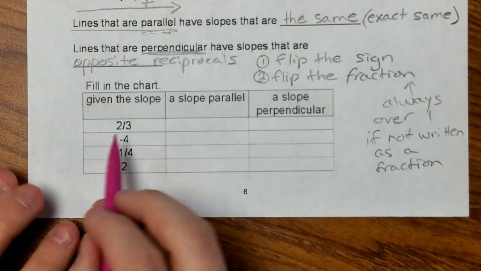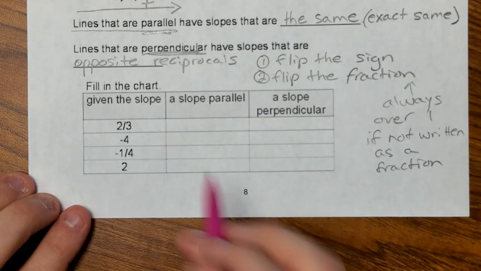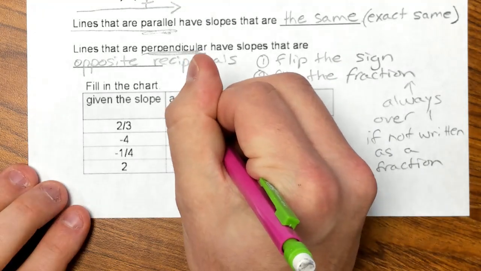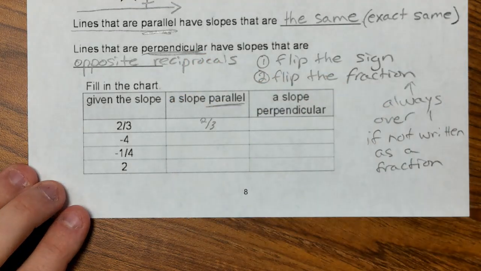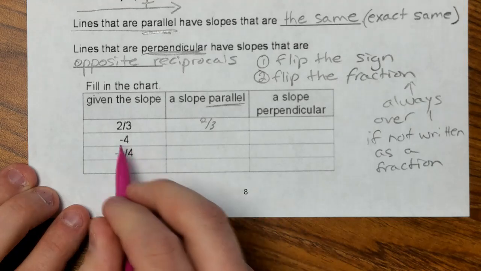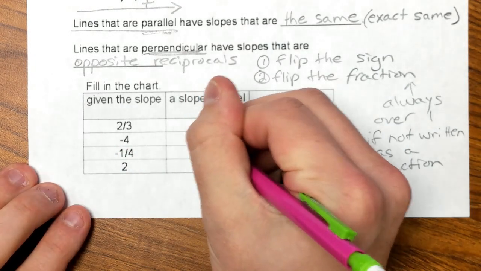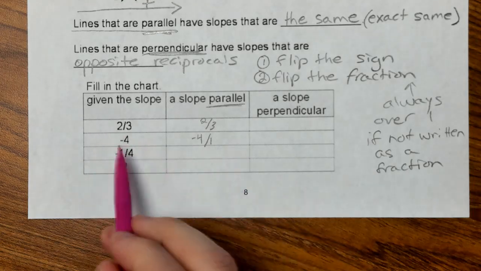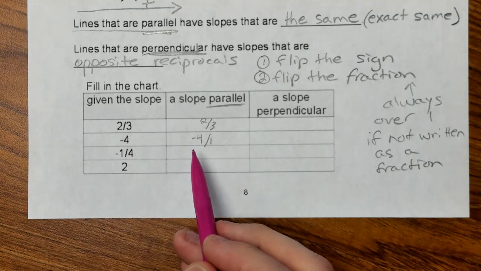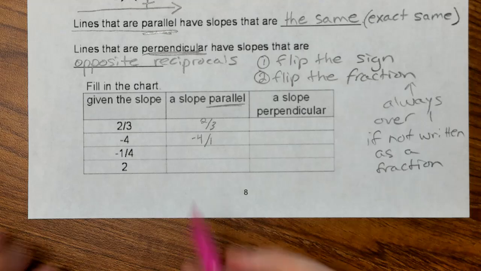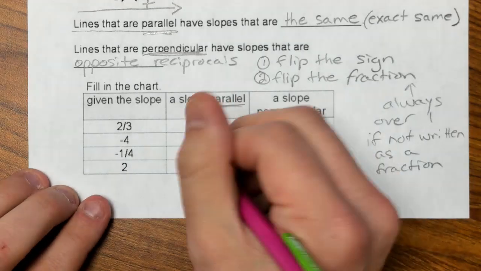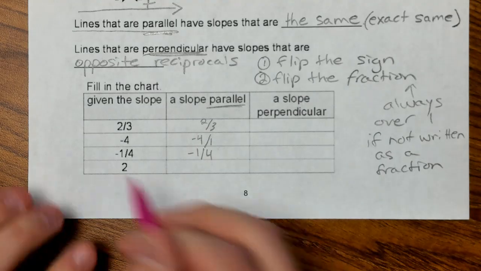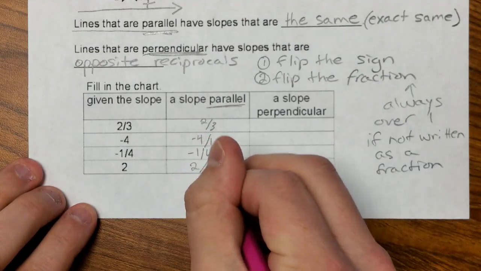So we notice I have a given slope of 2 over 3. Well, what does the slope have to be when it's parallel? It has to be the same. Well, what's the same as 2 over 3? 2 over 3 is the same thing as -4. Well, let's write it over 1 since I know there's no difference. It's the exact same. I can just write it a little bit differently. My next one, -1 over 4, is the same thing. And then 2, I can write that over 1.